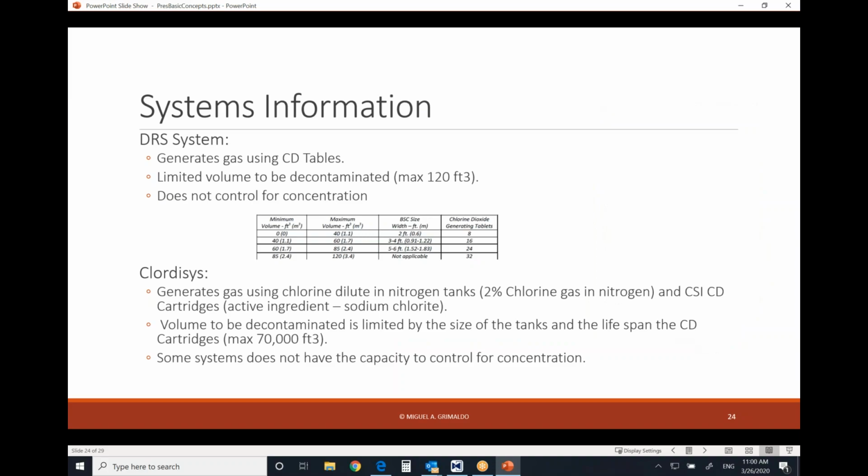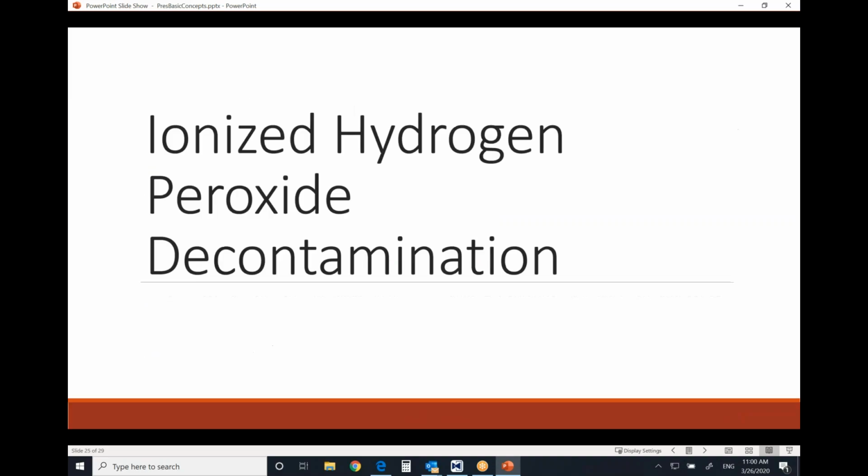The good thing is that you could do up to about 70,000 cubic feet of volume space with this technology, and it will depend basically on the amount of chemical, of chlorine and nitrogen, that you have in the tanks, and the lifespan of the cartridges that you have left. You could also control concentration if you want to maintain low concentration and a long exposure time.